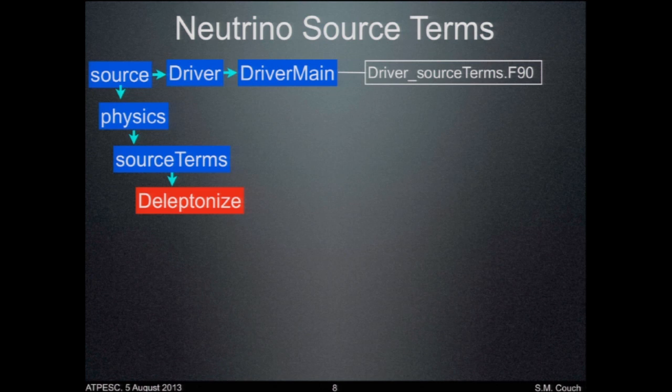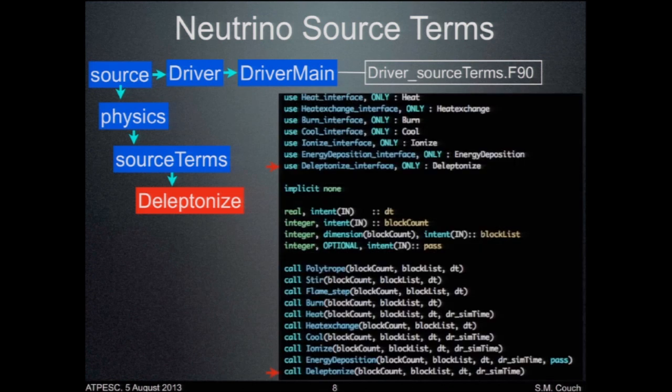And so in order to implement this fundamentally new source term, deleptinize, into Flash, I simply had to add the hooks in driver source terms to call deleptinize. I use its interface, and I call it. There's also a similar call to deleptinize init in driver init source terms, which I just left out. But that's it. Now, if you're not using deleptinize in your simulation, it won't build in the deleptinize unit, just the stubs. So this will call a stub. It'll be a no-op, but it won't crash your code. It will compile, and it'll work. And of course, if you're using deleptinize, that calls something that does some physics.